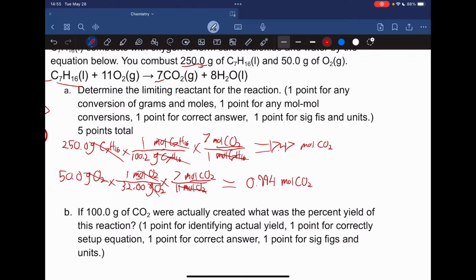So now, which one created the least amount of moles? The oxygen did. So the answer to this is pointing out which one is the limiting reagent. So for that one, you're going to write O2 is limiting.